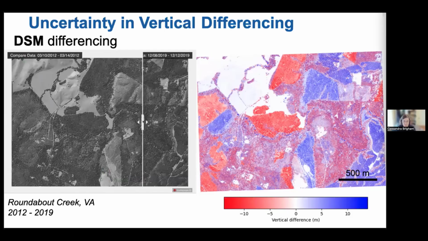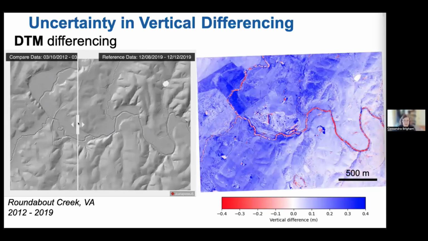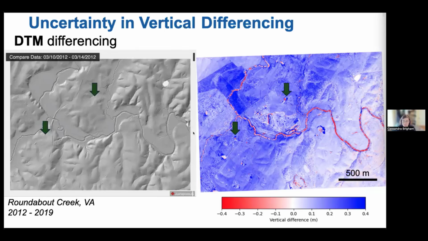Now let's go over to the same area, but only ground return points have been used to make digital terrain maps, or DTMs. We can begin by noting some natural change, so we can see the river incision and aggradation. We can also observe anthropogenic change, so the creation of building sites over here.